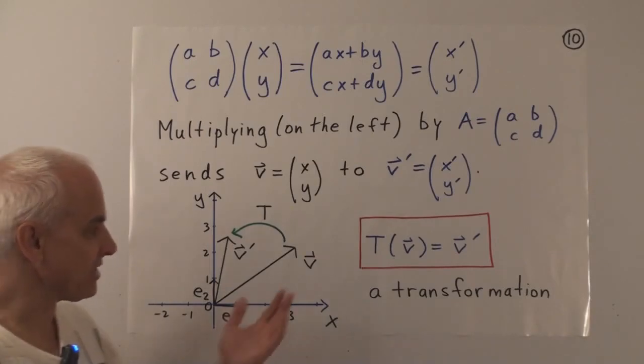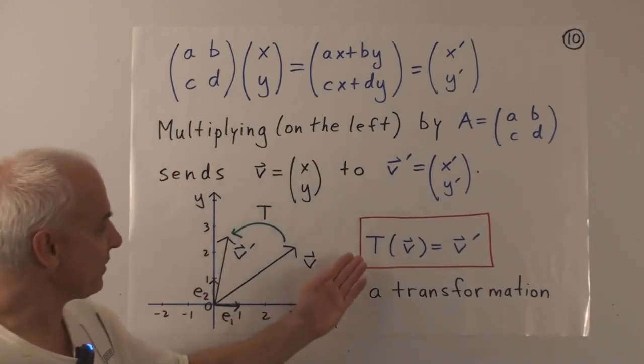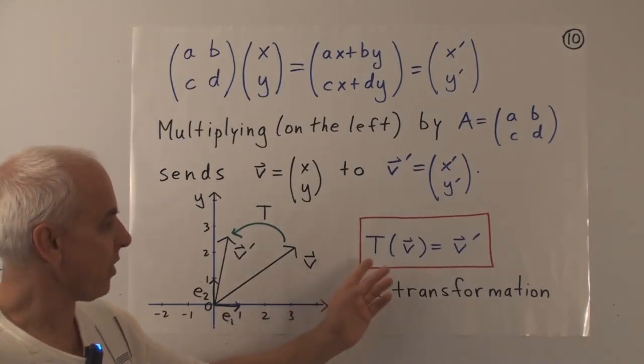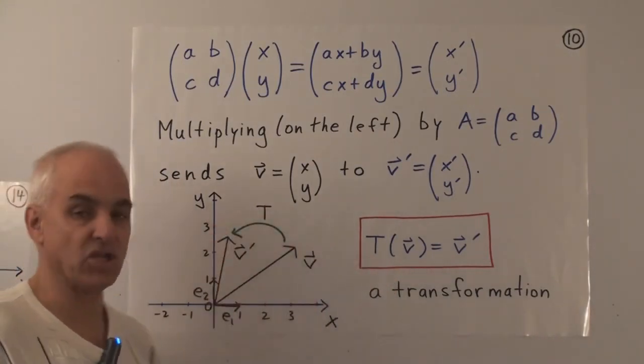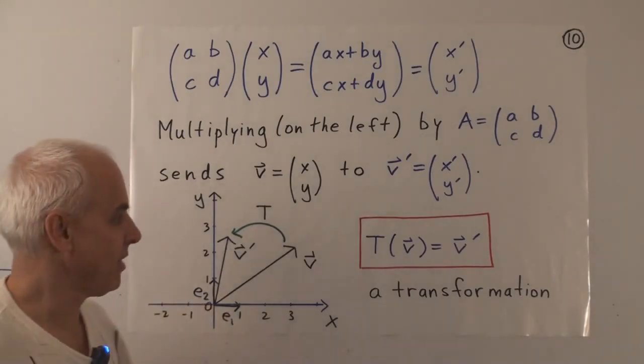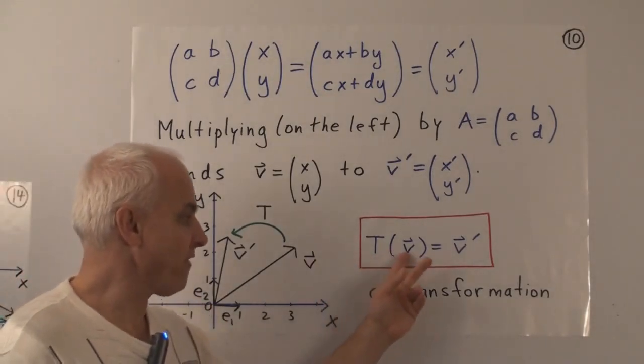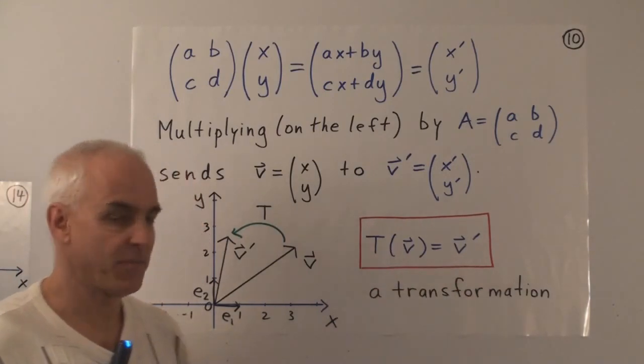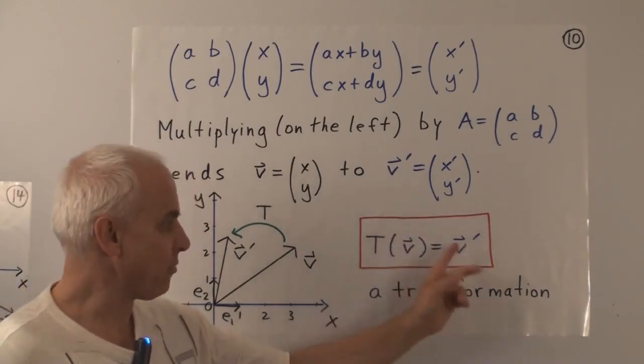This transformation, because it's acting like a function, we can often introduce a kind of notation for it. We can, let's say, give this transformation a name. Let's call it T. So then we say that T of the vector v is the vector v prime, thinking of inputting v and outputting v prime.